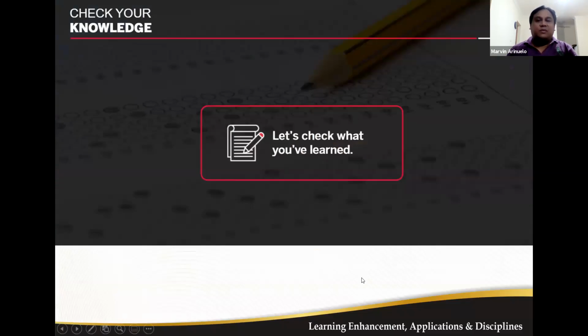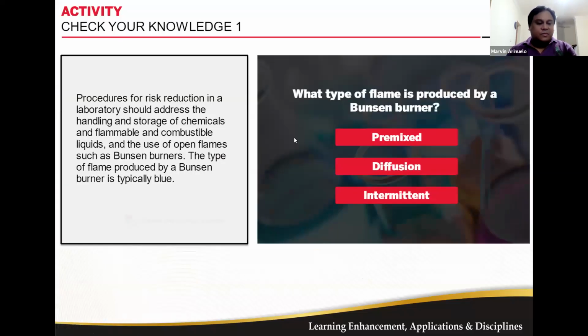Okay, let us check what we have learned. Procedures for risk reduction in a laboratory should address the handling and storage of chemicals and flammable and combustible liquids, and the use of open flame such as a Bunsen burner, which produces a premix flame, as we discussed earlier. The type of flame is typically blue. What type of flame is produced by a Bunsen burner?